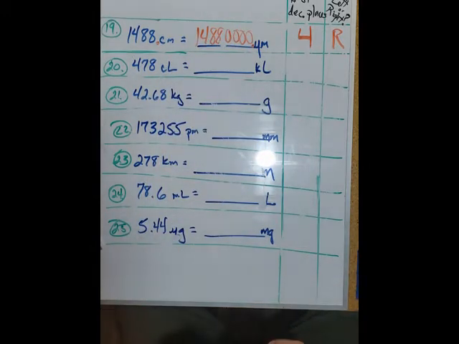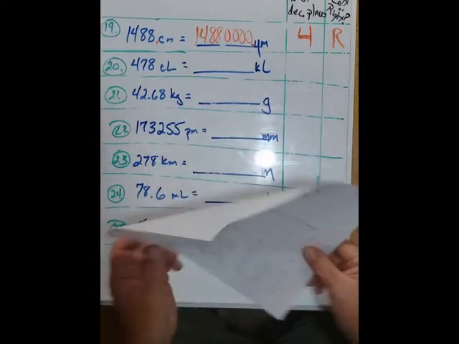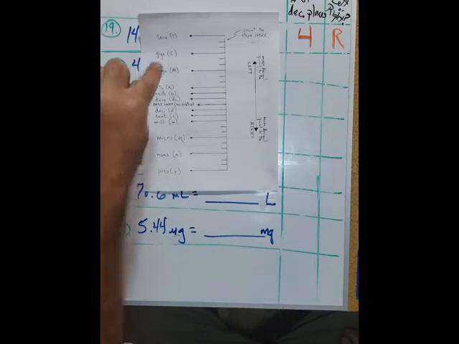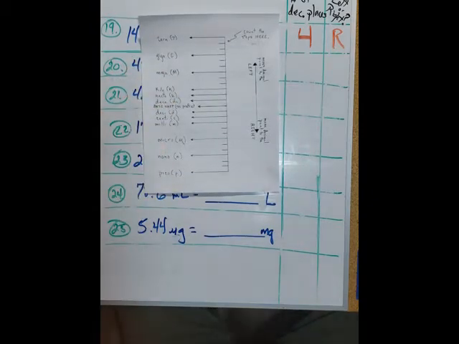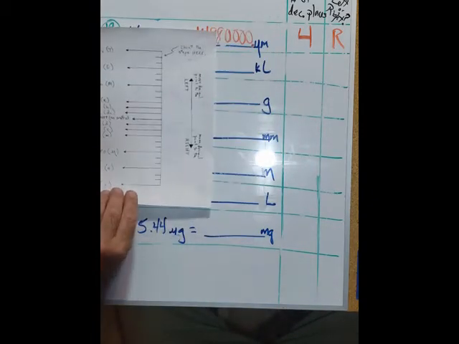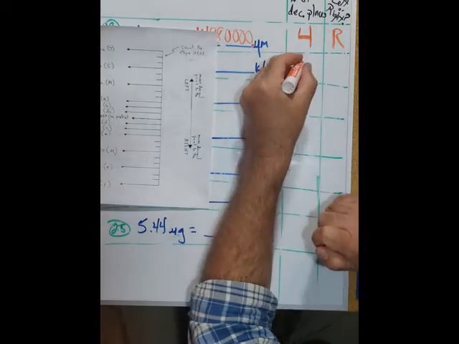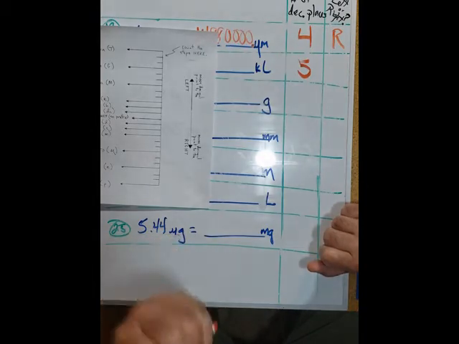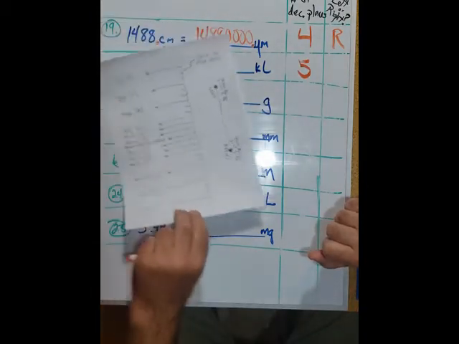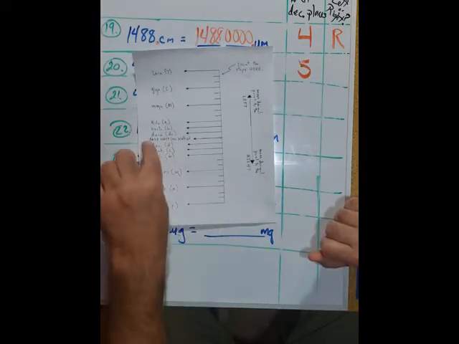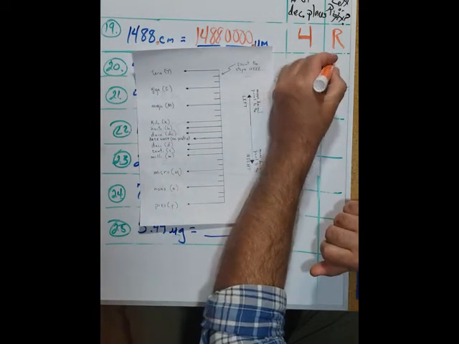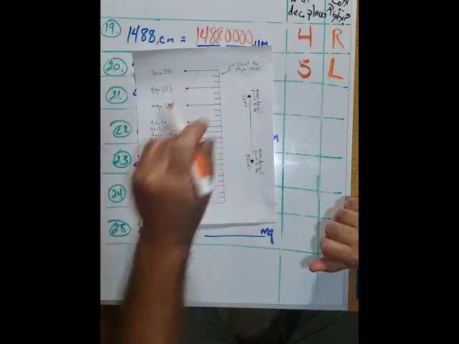How about the next one? Centiliters to kilo. Centi to kilo. All right, take a look at your chart. Locate centi. Locate kilo. Count the steps. I get 5. To get from centi to kilo, do we go up or down the chart? We go up the chart. Centi to kilo, up. If we go up, follow the arrow. That means 5 to the left.